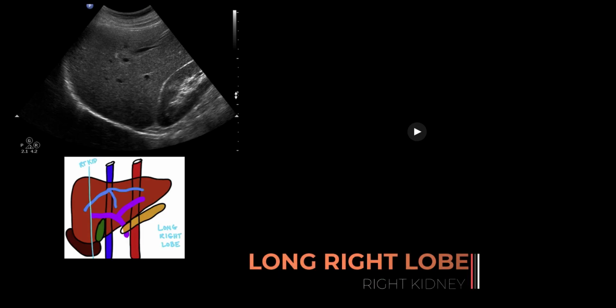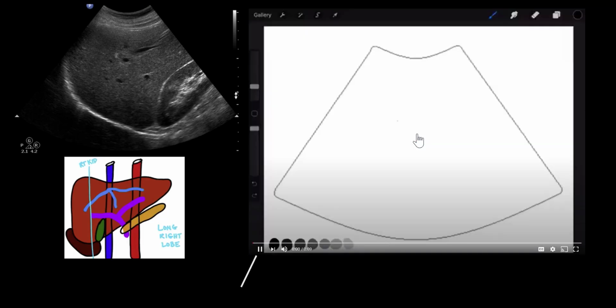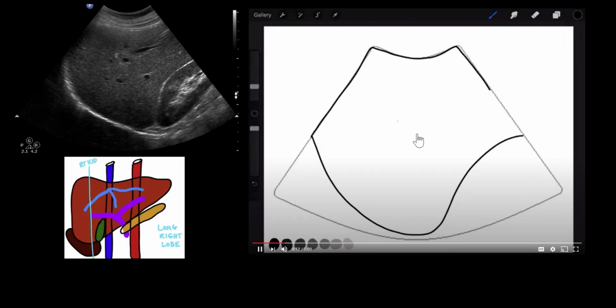We're going to continue with our protocol in moving even further lateral towards the patient's right on the right lobe. Again, the liver is going to take up most of our screen. In this image, though, we will start to see the right kidney. The right lobe, right kidney image serves as a way to compare the echogenicity of the kidney compared to the liver.